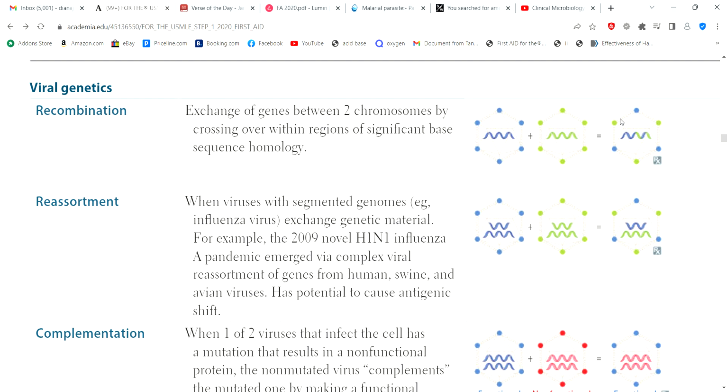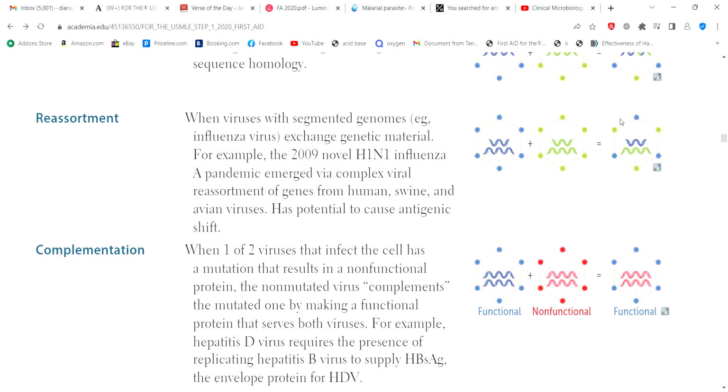Okay, reassortment. What's reassortment? The viruses with segmented genomes, like the influenza virus, exchange genetic material. For example, a 2009 novel H1N1 influenza pandemic emerged by a complex viral reassortment of genes from human, swine, and avian viruses, which has potential to cause an antigenic shift.